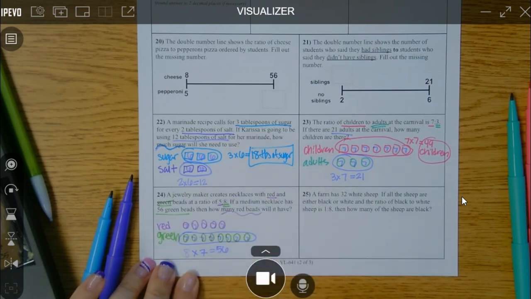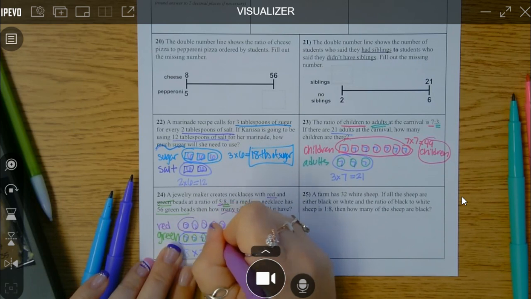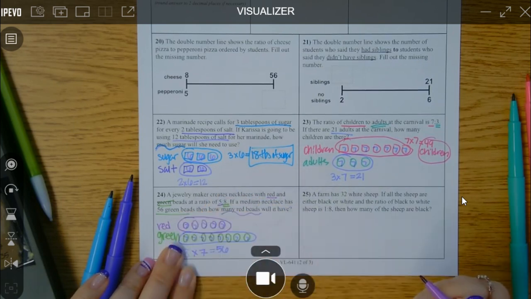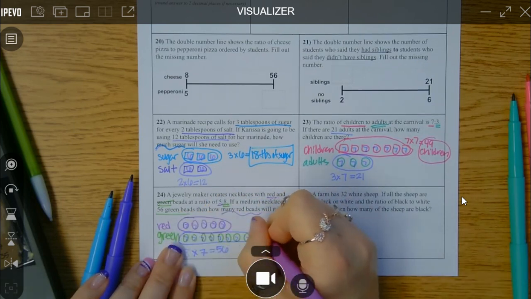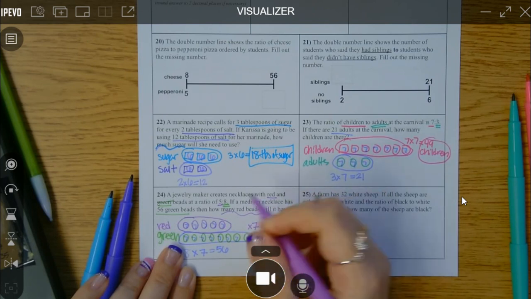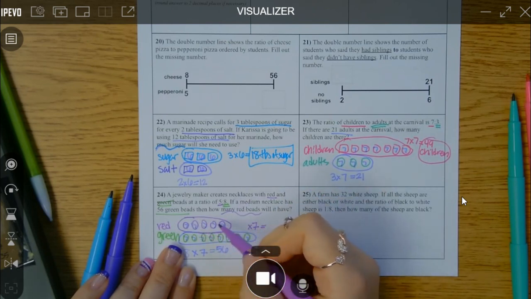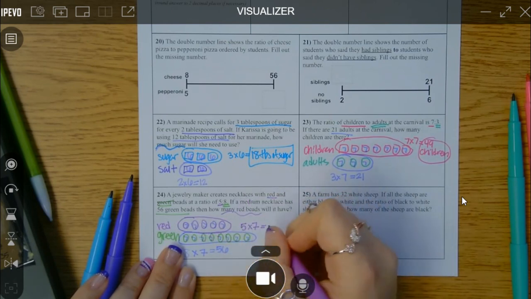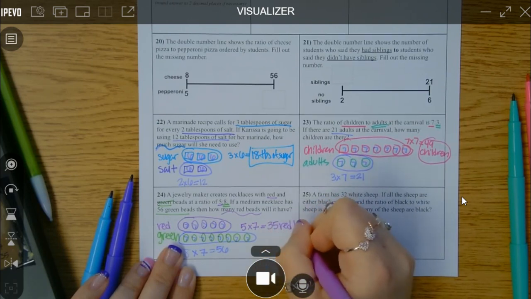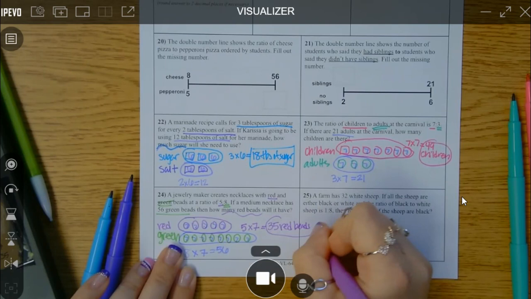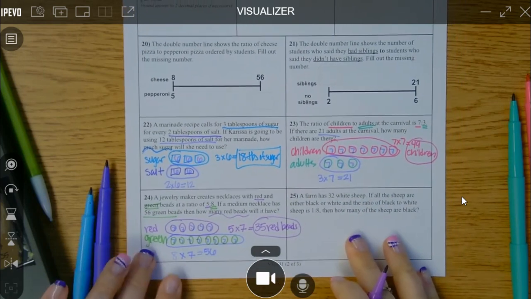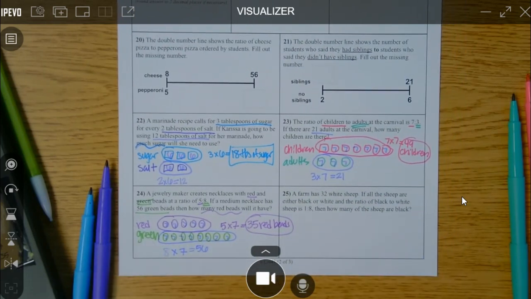So now I can answer the question that says, okay, well then how many red are there? These are the boxes representing red, right? And each box is worth 7, and how many of those boxes are there? Well, there's 1, 2, 3, 4, 5 boxes representing red. So then there's a total of 35 red beads. Okay, good job if you're getting these right. If not, you got another chance on these.